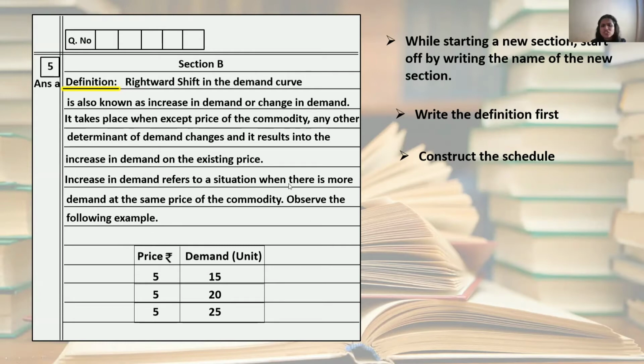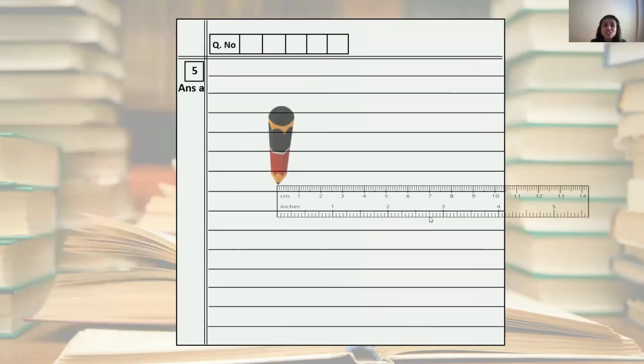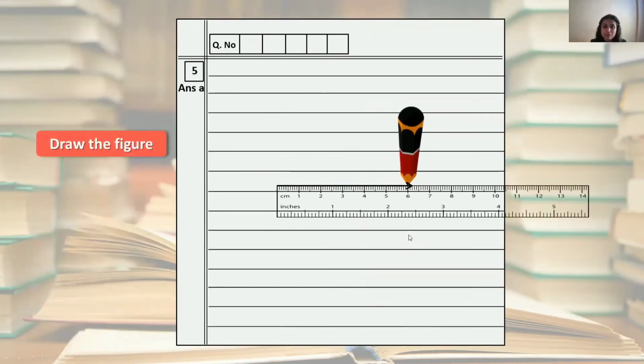Okay. Now, whatever schedule that you have constructed over here, whatever numbers and figures you've given for your price and your demand, it has to match again with your demand curve which shows increase in demand, right? Now, while drawing the diagram, while drawing the demand curve, what are the things you must keep in mind? First of all, children, please use a scale, a pencil while drawing the diagram. Do not draw it roughly. Do not use a pen to draw your diagrams, right? Please use a pencil and a scale and draw your diagrams.